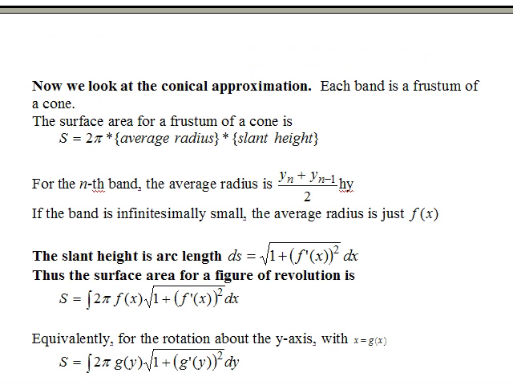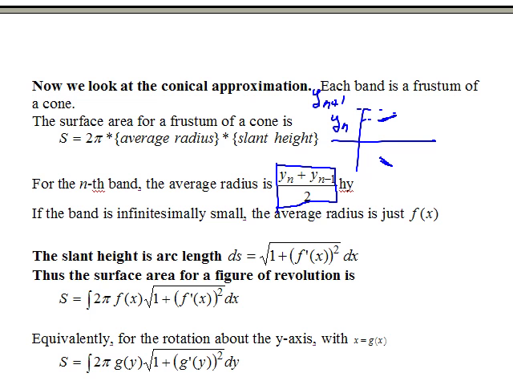Now for a conical approximation, that is approximating each one of these, okay, here's a little band, but instead of approximating it as a cylinder, approximate it as a little piece of a cone. All right, so we have 2 pi times the average radius. Okay, for the nth band, the average radius would be y_n, and here would be y_n plus 1, the average. So the average radius is given right here.